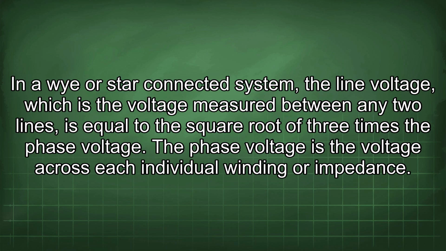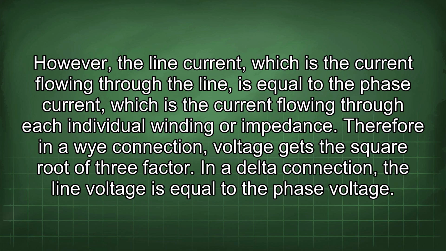In a Y or star-connected system, the line voltage, which is the voltage measured between any 2 lines, is equal to the square root of 3 times the phase voltage. The phase voltage is the voltage across each individual winding or impedance. However, the line current, which is the current flowing through the line, is equal to the phase current, which is the current flowing through each individual winding or impedance. Therefore, in a Y connection, voltage gets the square root of 3 factor.